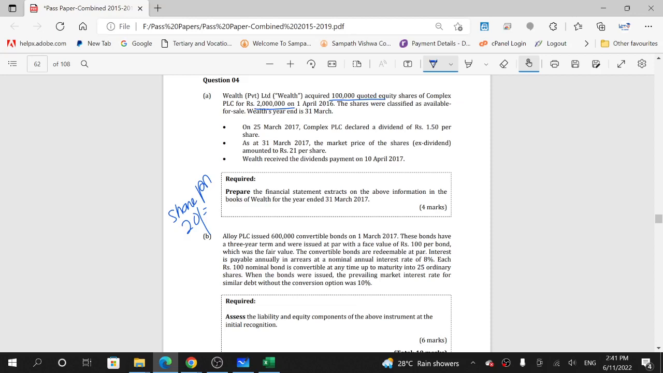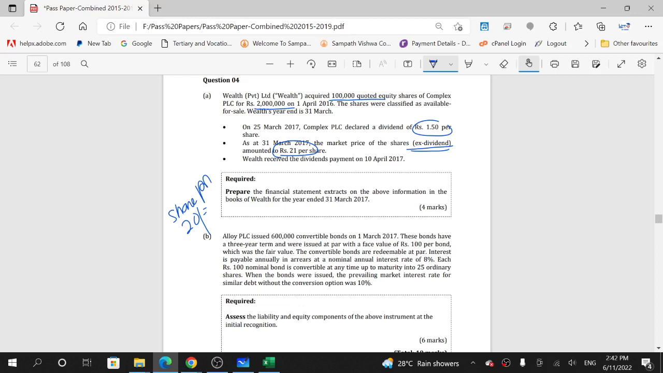And also they have received the dividend of 1.50, and the year-end price is 21 rupees. You know that there is a new word, I think sometimes you would have heard it or not: ex-div. What do you mean by this ex-div? What is the opposite of ex-div? Cum div. That is, with dividend and without dividend.